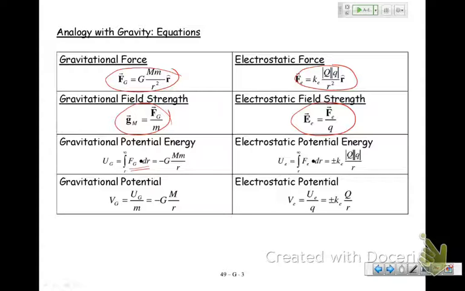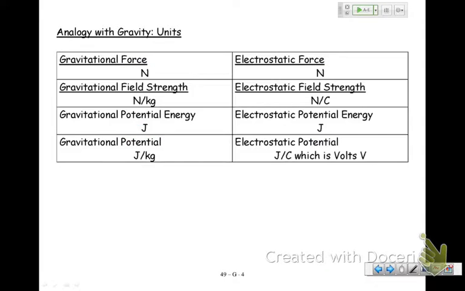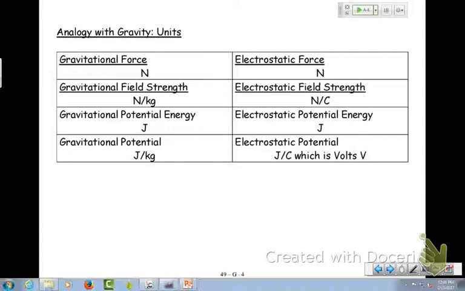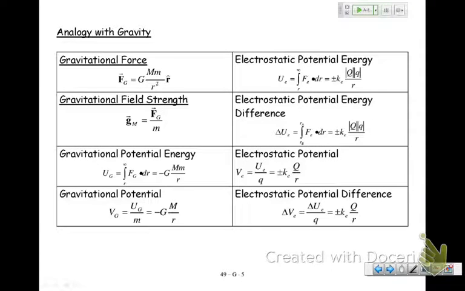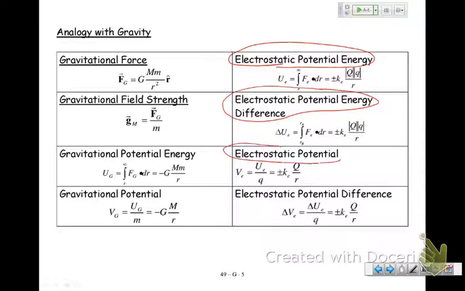6 very similar equations. Because what happens is that we have electrostatic potential energy, and we have electrostatic potential energy difference. And we have electrostatic potential, and we have electrostatic potential difference. So, oh man.